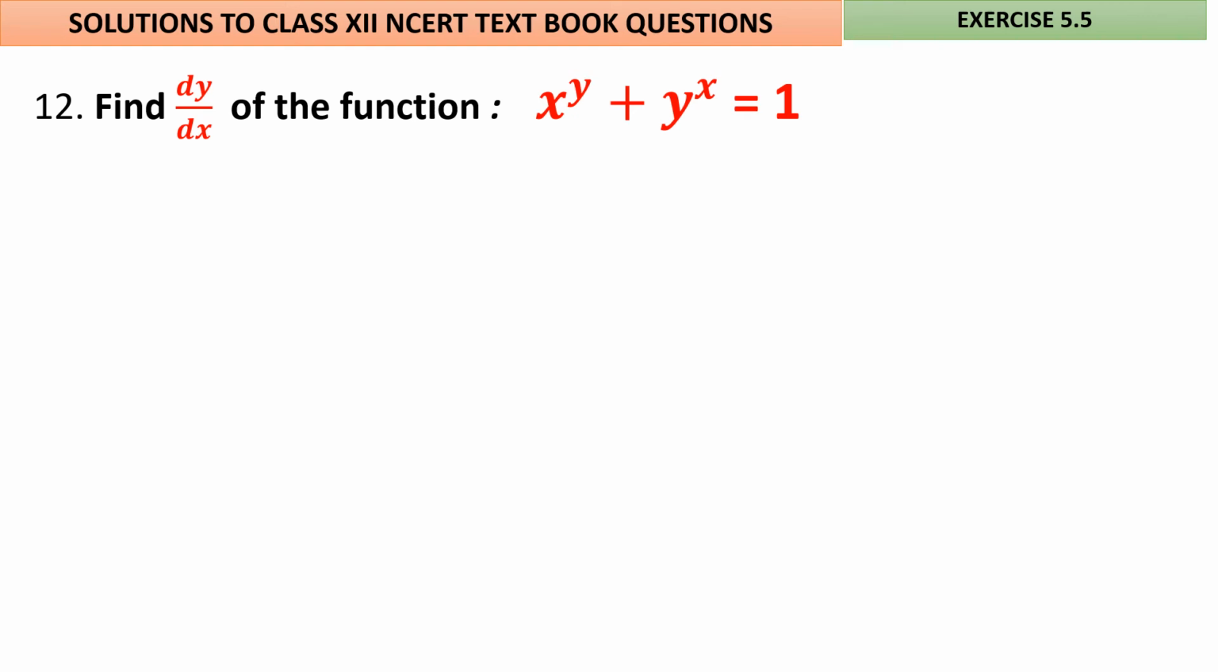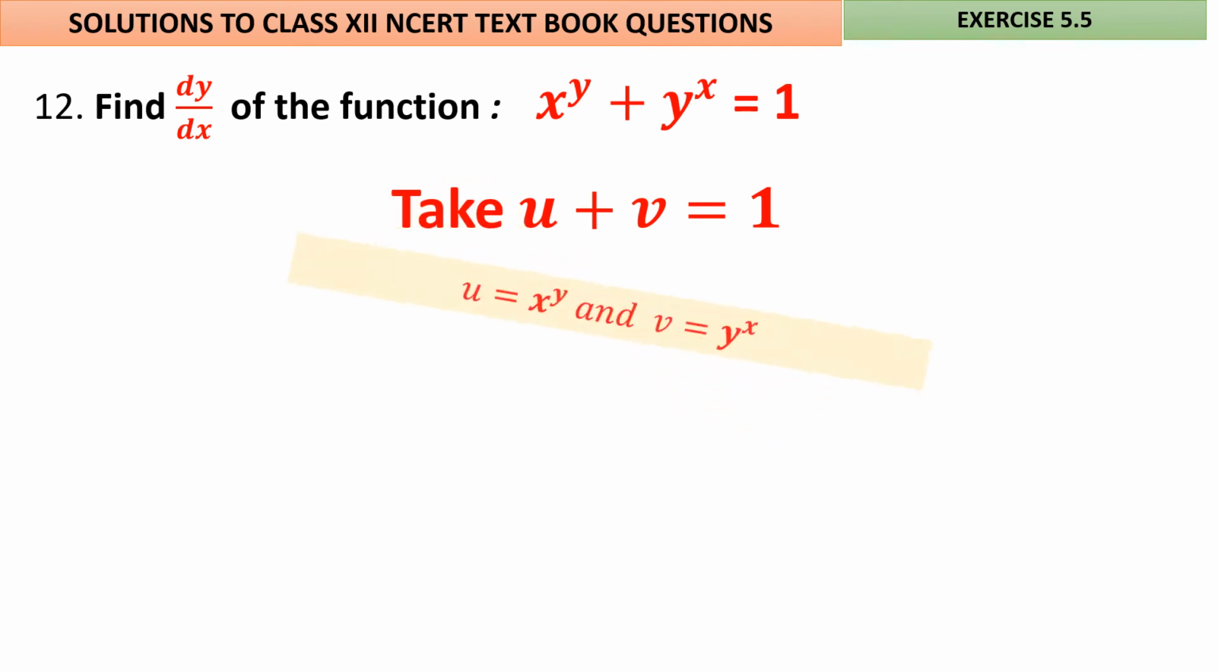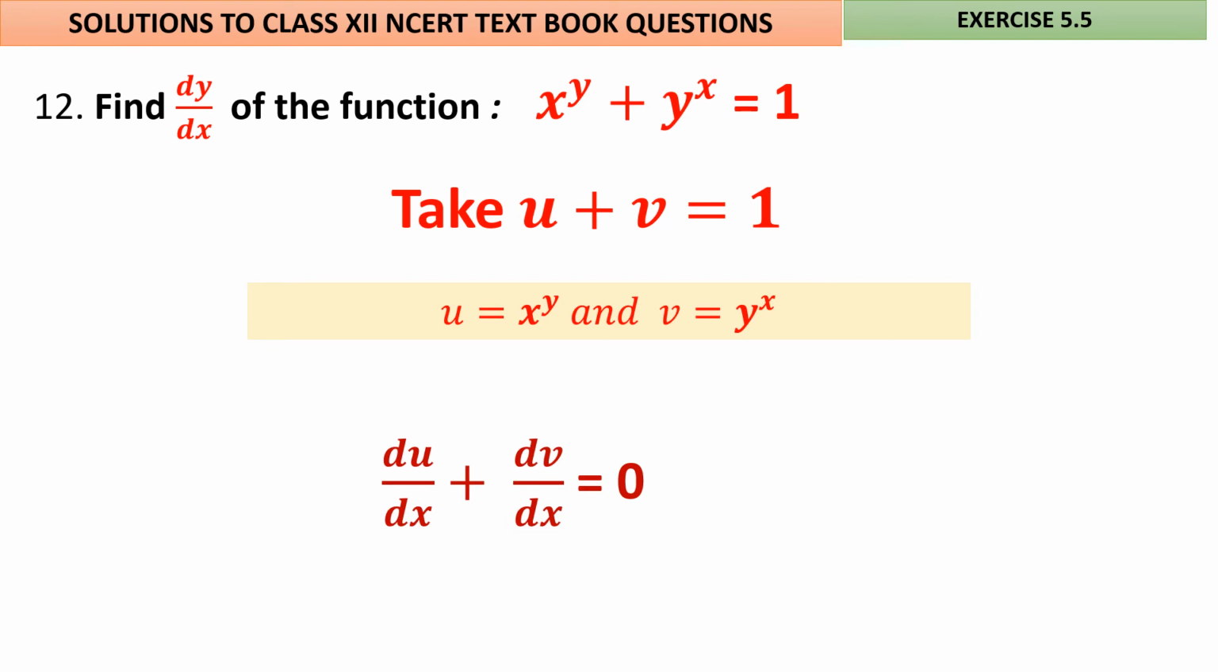We move on to question number 12. Find dy by dx for x power y plus y power x is equal to 1. We can't take log directly. We call it as u plus v is equal to 1, where u is the first function x power y, v is the second function y power x. And we know that du by dx plus dv by dx will be the derivative of the right hand side, here is 0. We call it as equation number 1. We will find du by dx, we will find dv by dx and put it in this equation.